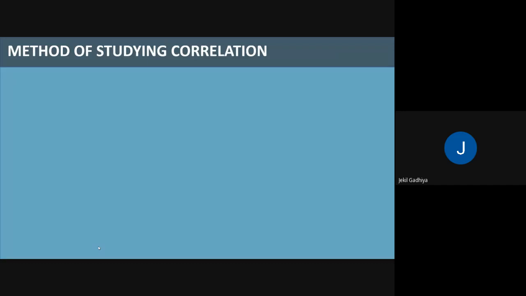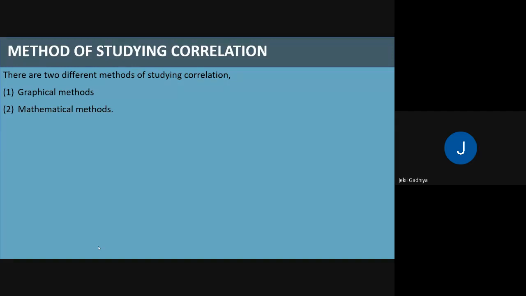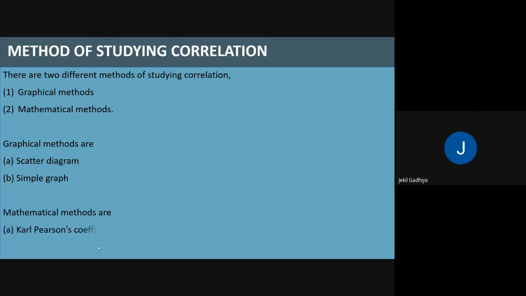So there are two methods: graphical method and mathematical method. In graphical method, there are two types: scatter diagram and simple graph. Whereas in mathematical methods, there are two types: Karl Pearson's coefficient and Spearman's rank coefficient of correlation. Right. So let me discuss each and every method one by one.